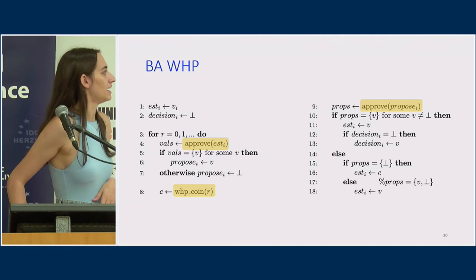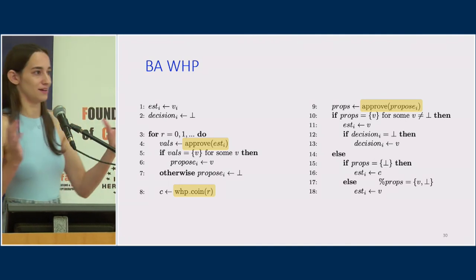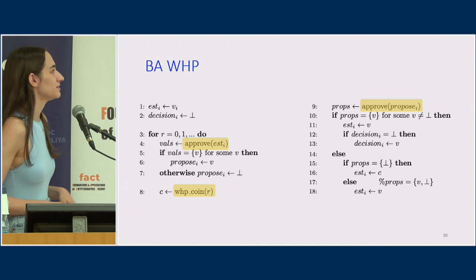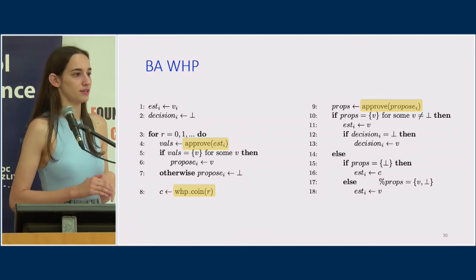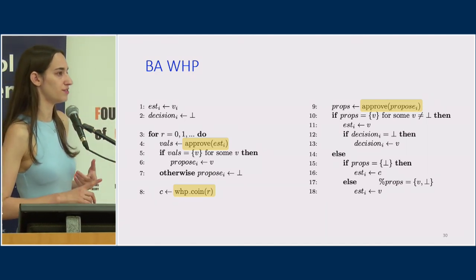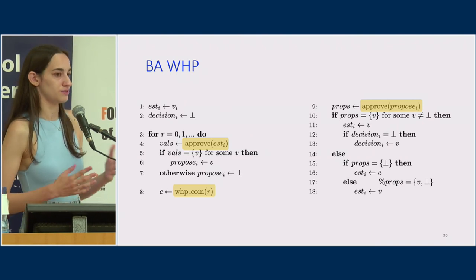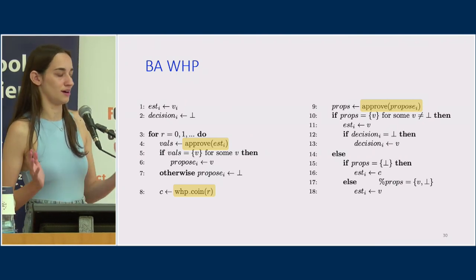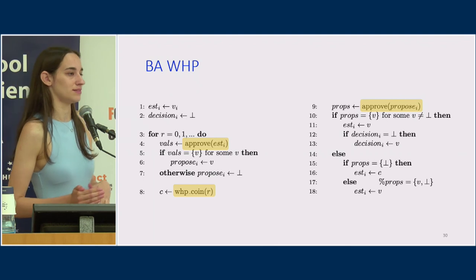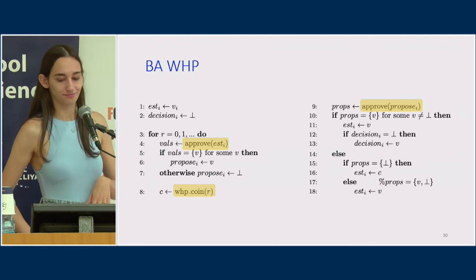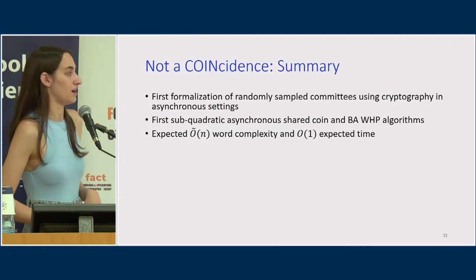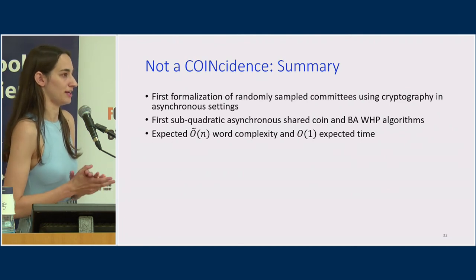And as you can see, besides the marked scenarios, everything is local computation. All the communication is done through the prover and the shared coin, which is great because we already showed that the word complexity is at most n log to the power of 2n. And we do have this subquadratic algorithm.